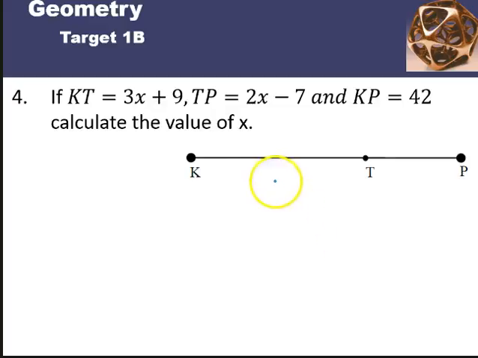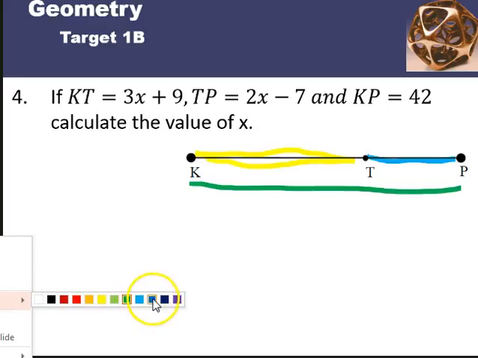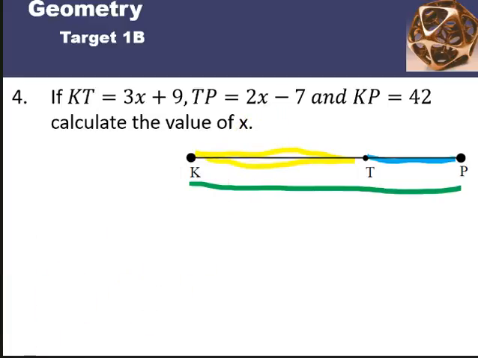Now number 4, I have this segment KT, and I'm going to highlight that. So KT is this segment right here. Okay? And I'm also given the segment TP. And we also know the whole segment, which is KP. I'll do that in green. So KP would be from here to here. Now I know how big each piece is.